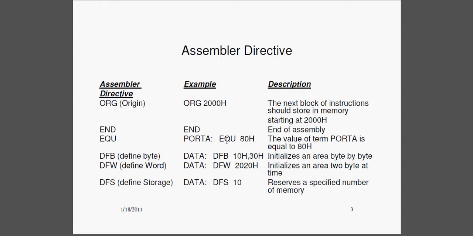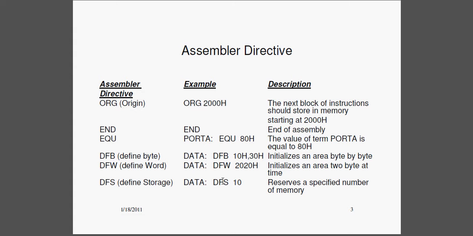You can also define the variables that you want to use in the assembly language. For example, here DFB, the data is initialized as a byte size. You can also initialize data as a word size, like this, DFW, and also define a storage area, where you reserve a specific amount of memory for you.